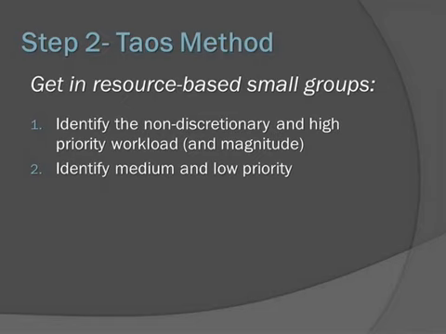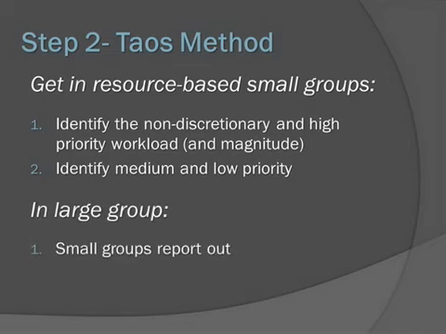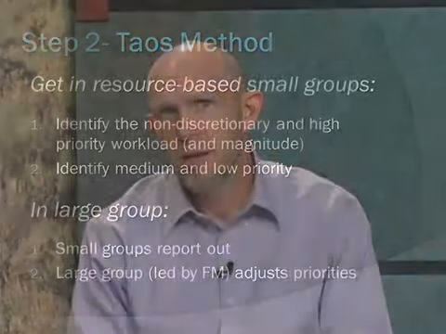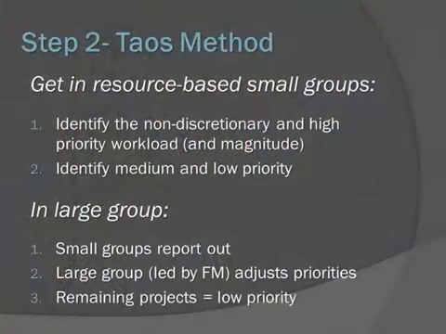When all the groups were finished, each presented their priorities to the entire team, including our field manager. We discussed the high priority projects and any potential medium projects and made adjustments where necessary. By the end of the report out, almost all the projects had priorities identified. What was remaining were considered low. So Joe, how did you do your priority setting?